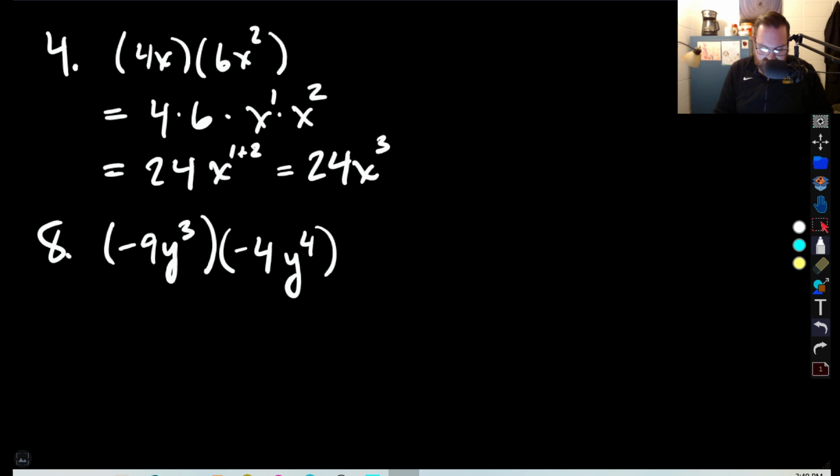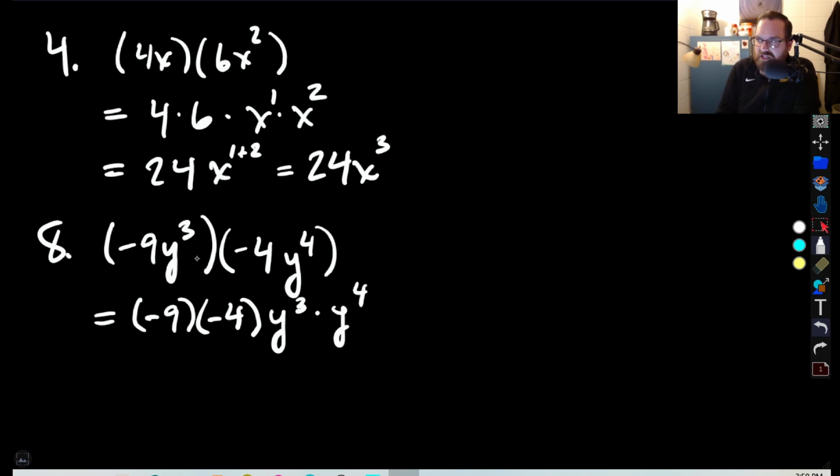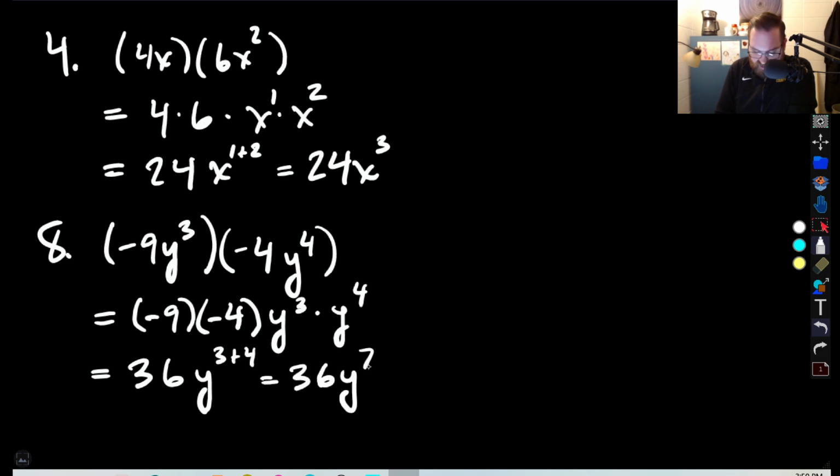All right, so on this one, we do the same thing. We're going to take our coefficients, which are the 9 and the minus 4, and multiply these guys together. And then we have our y cubed multiplying by our y to the fourth. This is all multiplication here, so we can just multiply straight across. And what you notice is the 9 times the 4 is a 36, but I've got two negatives, and a negative times a negative equals a positive. 36, not 34. 36, y to the 3 plus 4, which is equal to 36y to the 7th.